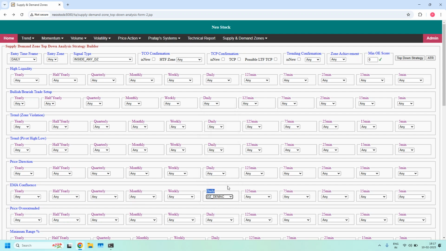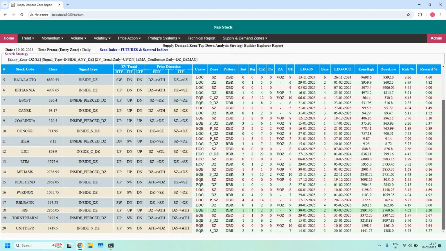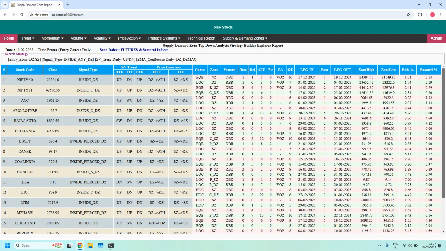having daily EMA confluence, and the trend on the daily time frame either up or down. With these filters, we got 20 stocks. So first 15 stocks in the list. Nifty 50 is also having daily demand zone, having daily EMA confluence. Already tested once and 3 times price closed inside the zone, daily candles in the past.